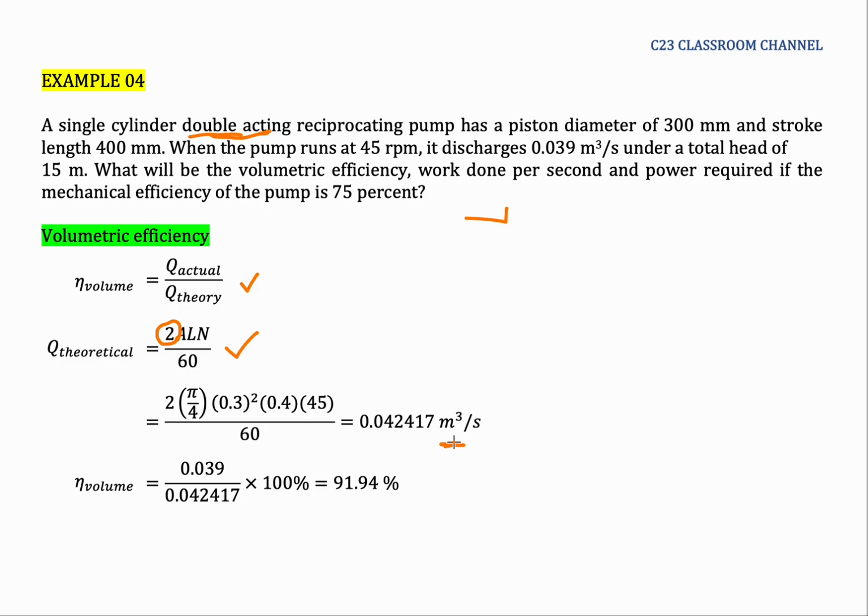And then we found that the flow rate at the outlet here is 0.039. So we could calculate the volumetric efficiency as this, 91.94%.